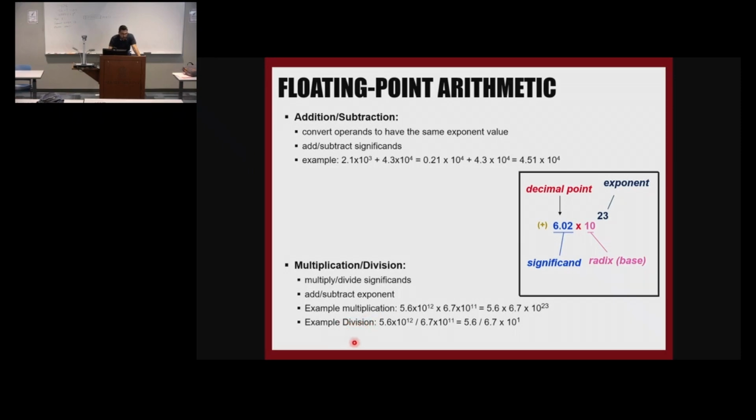This is simple math, exponent rules. And if you want to do the division, you divide the significands, 5.6 divided by 6.7, and then we subtract the exponents. 12 minus 11 gives me 1, right? These are simple exponent rules. But these simple exponent rules are also giving me some idea about what my hardware should look like. If I want to design a floating point adder, or a floating point multiplier, I have to take similar steps to complete that, okay?